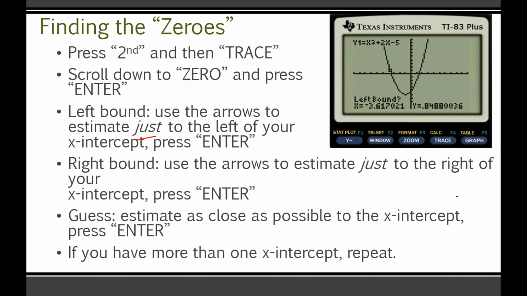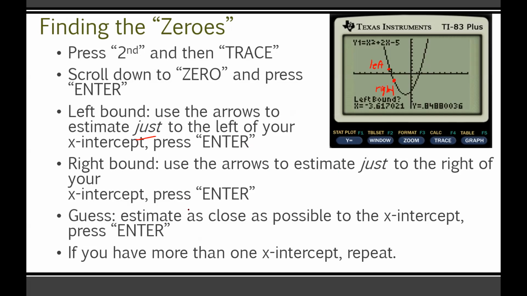I just rely on my arrows. So when I press my left arrow, I'll notice that my little dot on my quadratic is going to move left, left, left. And once it just passes that x-intercept, then I know that that's my left bound, right? Then it'll ask for a right bound. Use your arrows to estimate just to the right of your x-intercept. So in other words, press your right arrows until it goes just right of it. So that would be my right bound.